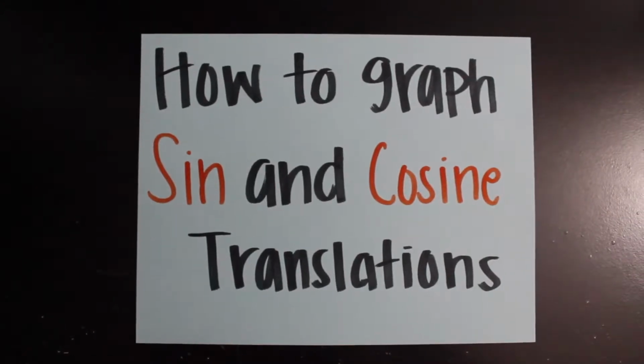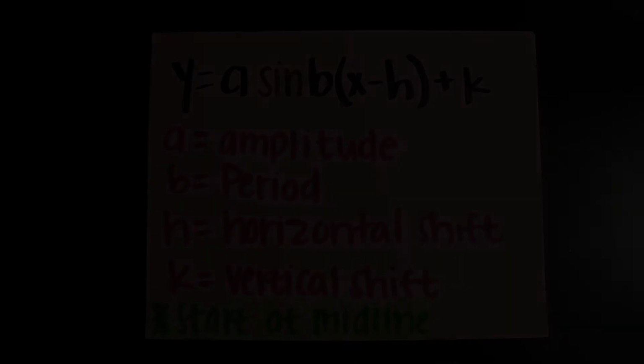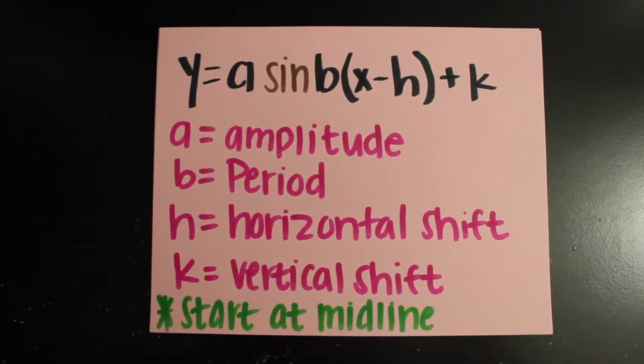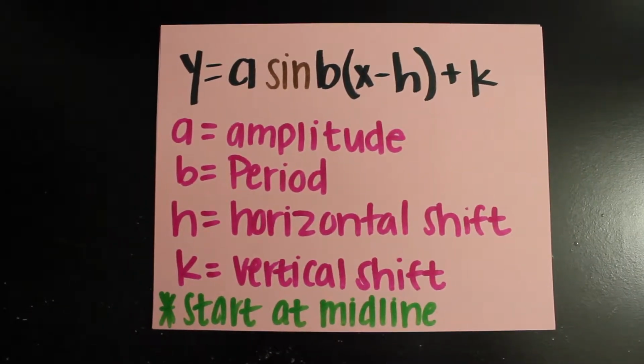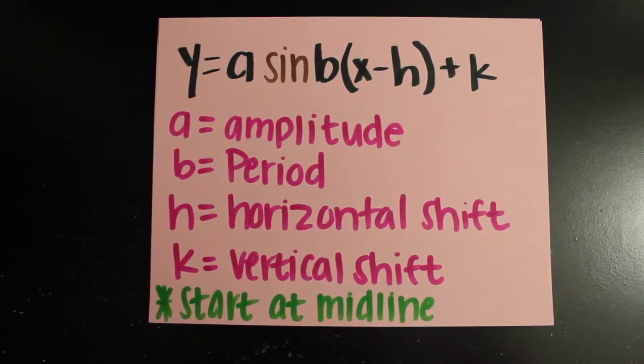In this video, we are going to focus on how to graph sine and cosine translations. To start off, we must know the basic functions for both. A represents the amplitude, B represents the period, H represents the horizontal shift, and K represents the vertical shift.